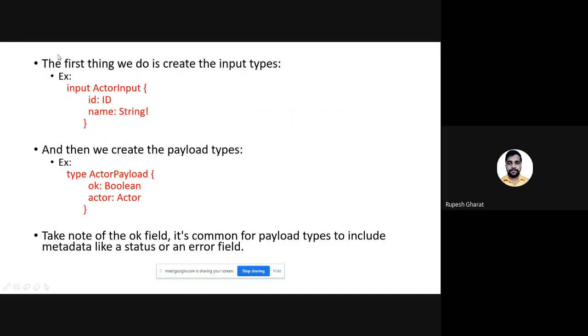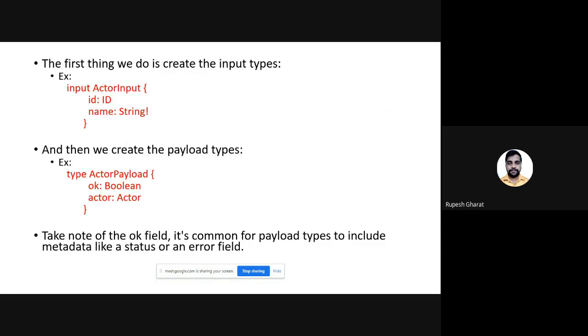These are some input types, like input actor input, then the ID, and the name is a string. And the payload type is type actor payload, with okay as a boolean, and actor returns the actor object. Take note, the okay field is used as metadata, like a status or an error field. If any error occurs, you use this okay field. And we can type some custom message here also, like records created successfully.